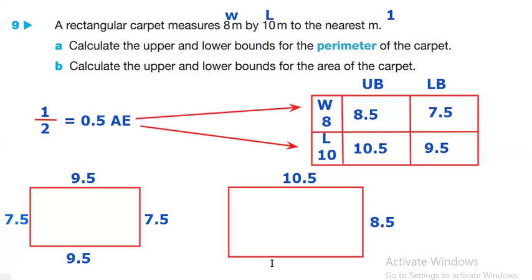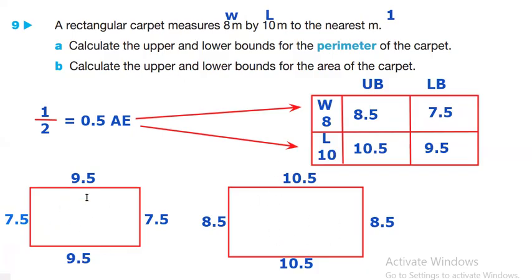Same idea, 10.5 and 8.5. Now, finding the upper and lower bounds means find the highest measurement and the lowest measurement. If you want to do it from here, it's easy now. I can find the lower bound of perimeter for question A by adding all of these together, and the upper bound of perimeter by adding all of these together.